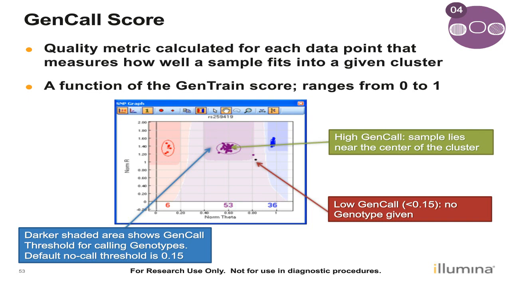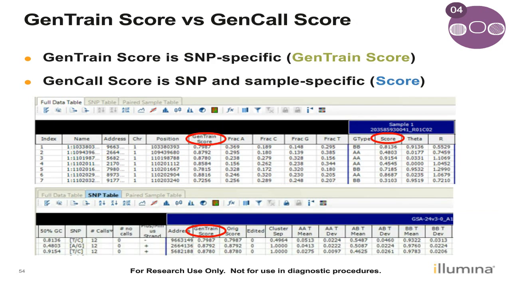So to reiterate the difference, because these do sound very similar, a GenTrain score is SNP specific. So it is presented as GenTrain score in the full data table and the SNP table. The GenCall score is SNP and sample specific, and it's presented as score right underneath the specific sample in the full data table, and score also appears in the samples table.